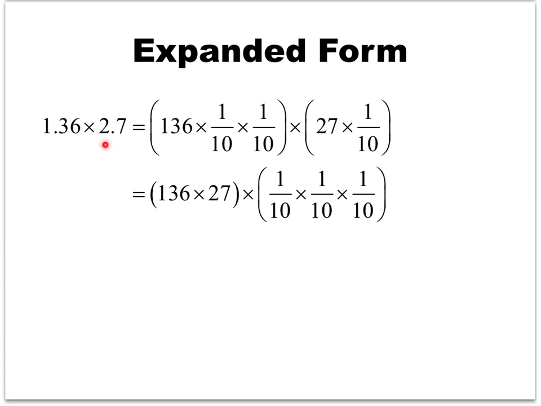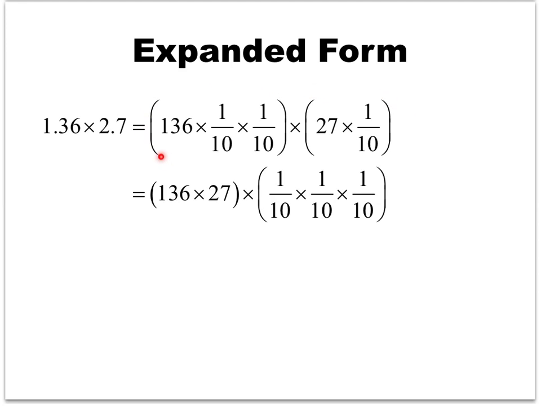Now we wrote it out horizontally rather than vertically, but that just changed the way it looks. And let's rewrite both of these numbers. Specifically, we're going to write the number 1.36 as this: 136 times 1/10 times 1/10. Now we know that this really does equal 1.36 because we just did that calculation. Likewise, we're going to write 2.7 as 27 times 1/10. And we know that's equal because of the calculation we just did.